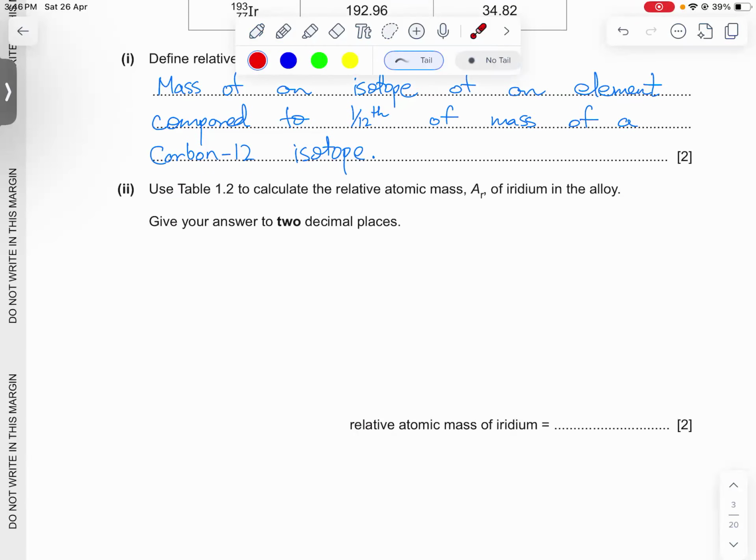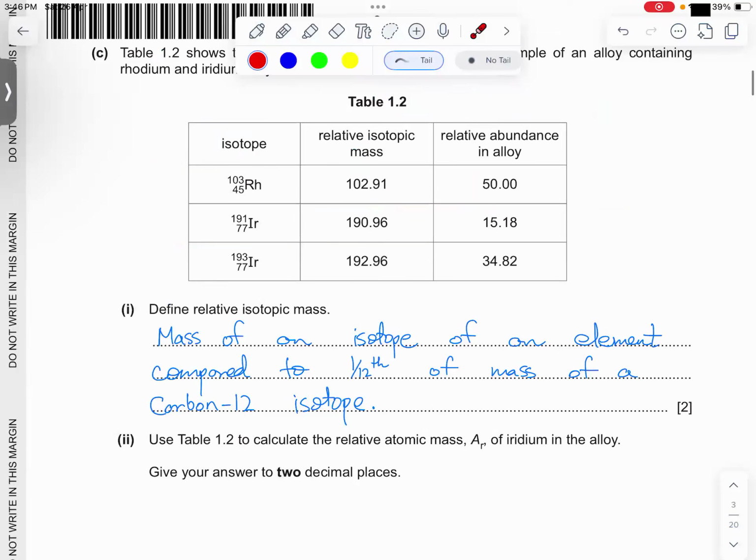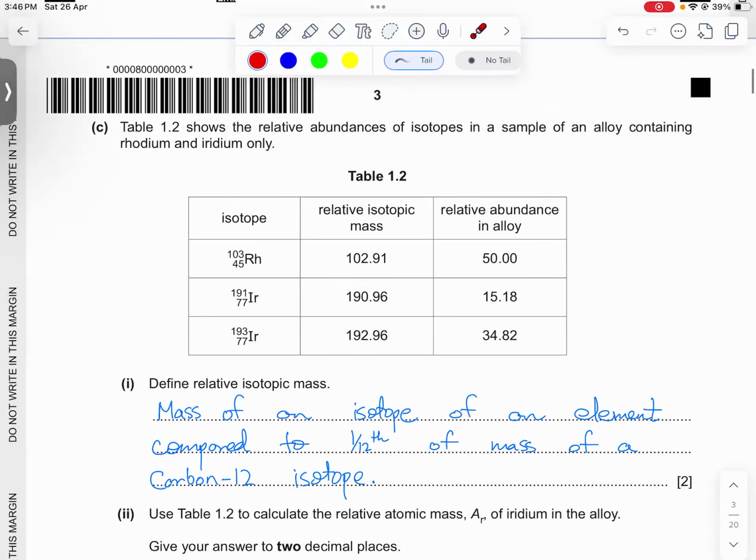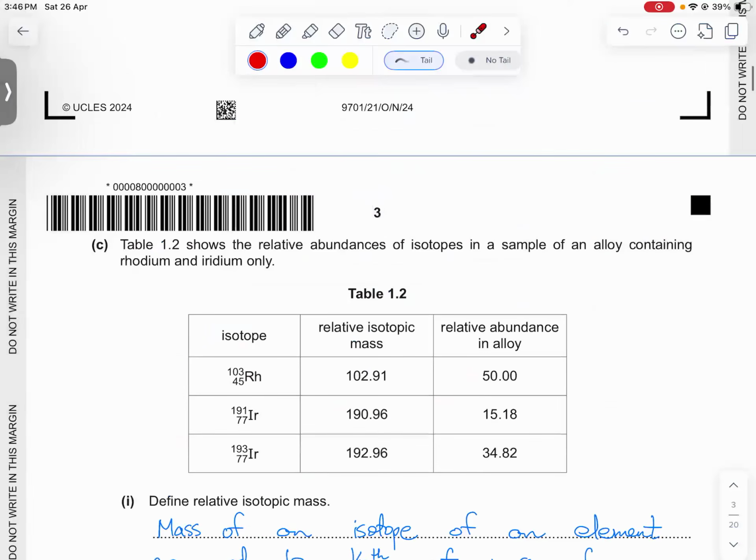Next, use table 1.2 to calculate the relative atomic mass AR of iridium in the alloy. Give your answer to two decimal places. So the alloy contains relative atomic mass of iridium in the alloy. Give your answer to two decimal places.